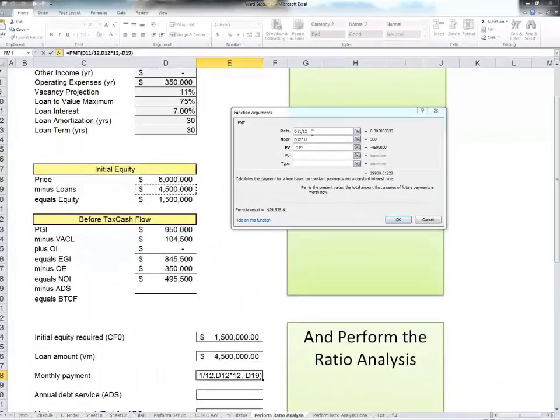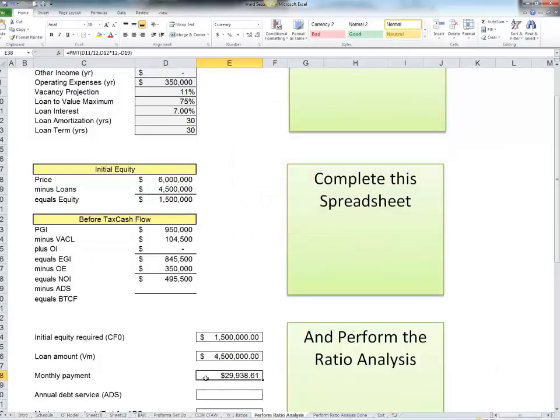All right, so we'll click OK. Now there's our monthly payment of $29,938.61. And if we wanted the annual debt service, we could just say that is equal to the monthly payment times 12 months in a year. So there we've got our annual debt service. We can finish up the statement here. NOI minus annual debt service equals cash flow before tax of $136,237.